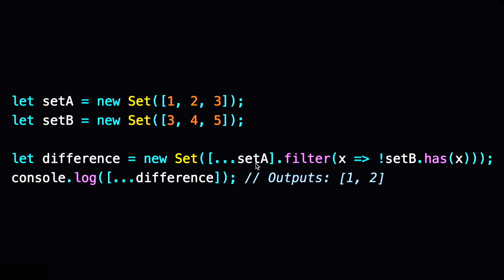So for set 1, we're using the not here, so elements that are not in set B. The elements that are in set A and are not in set B are just 1 and 2.